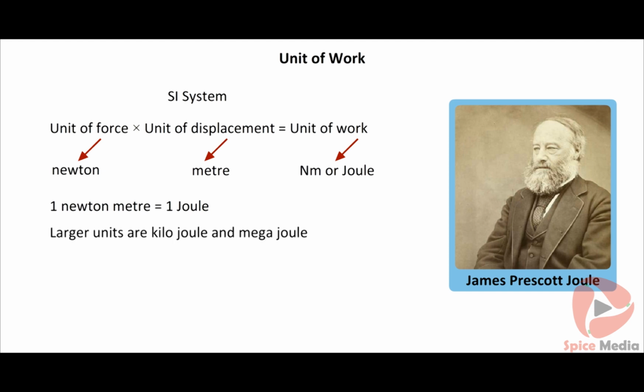The larger units of work used to measure large quantities of work are kilojoules and megajoules. 1 kilojoule is equal to 10^3 joules. 1 megajoule is equal to 10^6 joules.